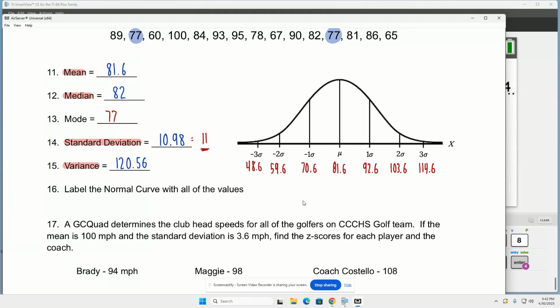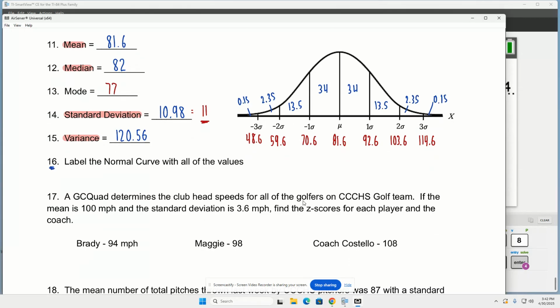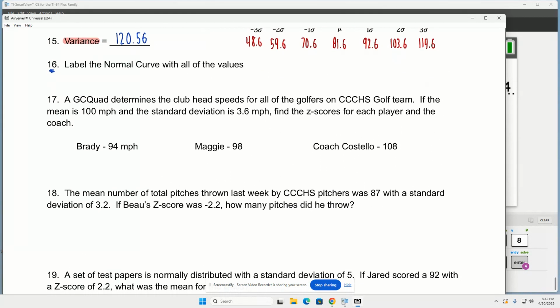And the one thing else I want you to label are these values. You got 34, 34. You got 13.5, you got 13.5. You got 2.35, you got 2.35. You got 0.15, and you got 0.15. Don't forget to memorize those numbers, okay? So that's number 16. We've labeled the normal curve with all the values, the mean, the standard deviations, and the percentages that are underneath. Okay, number 17.